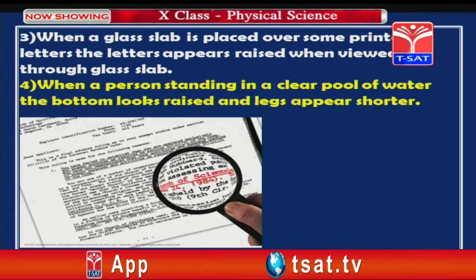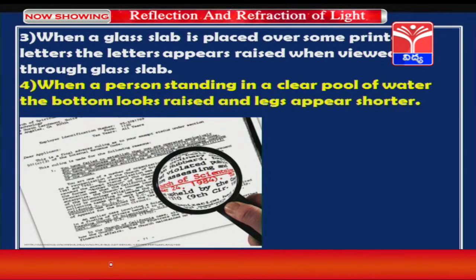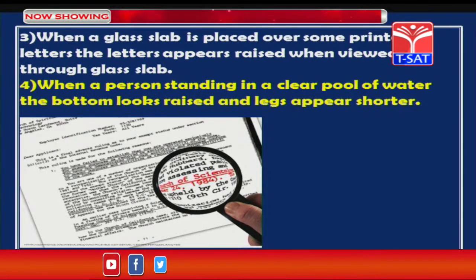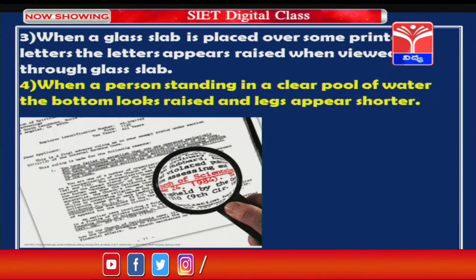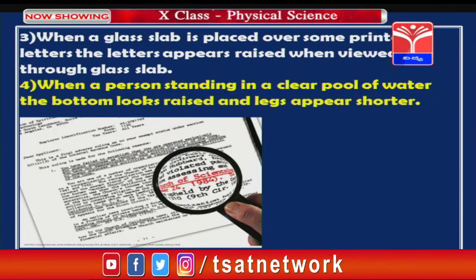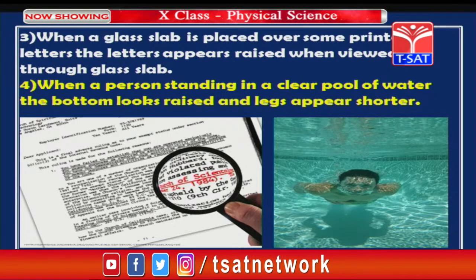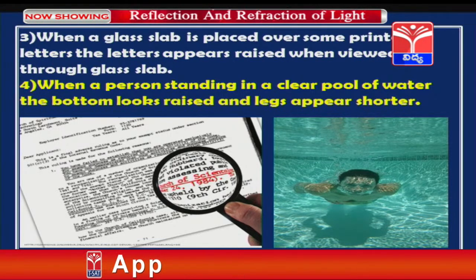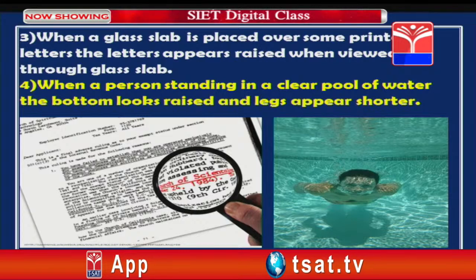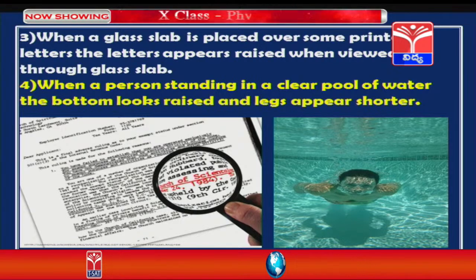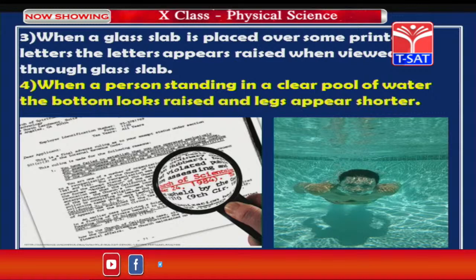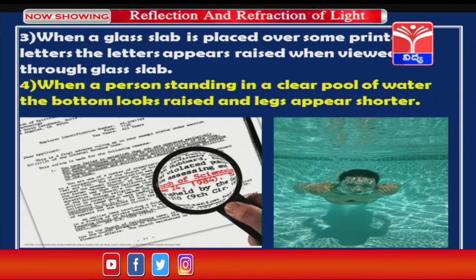And another example, when a person is standing in a clear pool of water, the bottom looks raised and the legs appear shorter. Here we can see when a person is standing in a clear pool of water, the bottom appears to be raised and the legs appear shorter. These are the examples for refraction of light.